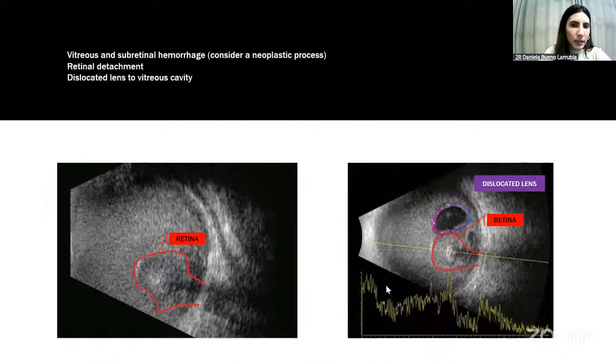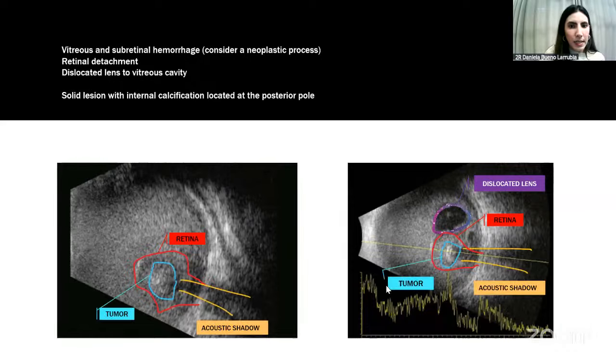Now I'll show with more details. In red, we can see the retina that is detached. In purple, we can see the dislocated lens. And here, in blue, we can see a suspicious area of a solid lesion with internal calcification located at the posterior pole with an acoustic shadow that is shown in orange. The punctate echoes are present in the vitreous cavity that may correspond to the vitreous hemorrhages and also subretinal hemorrhages.